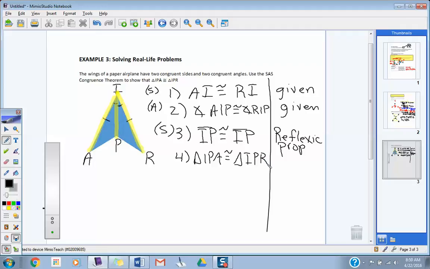Because of SAS, side, angle, side. There it is. Once you've shown two pairs of sides congruent and the included angle congruent, your last step is the proof, and it's done by side, angle, side. Okay? Kids, what questions?